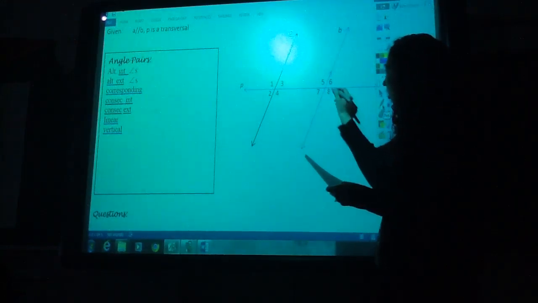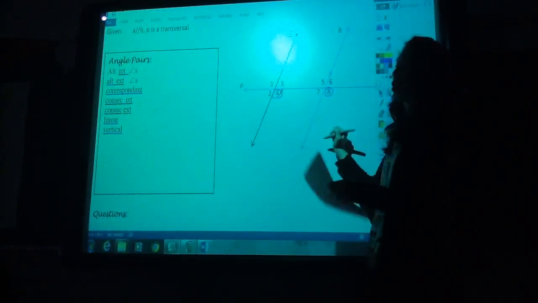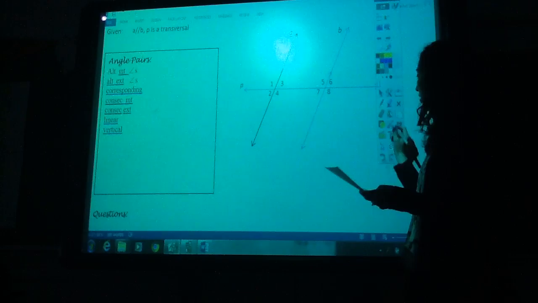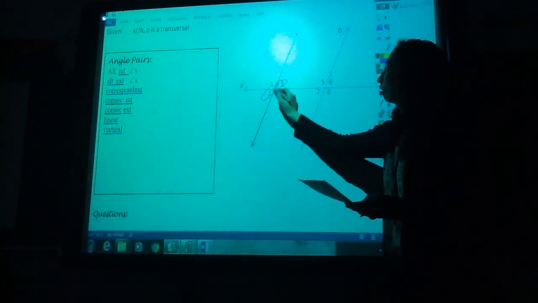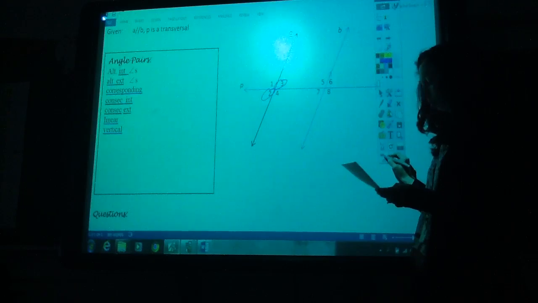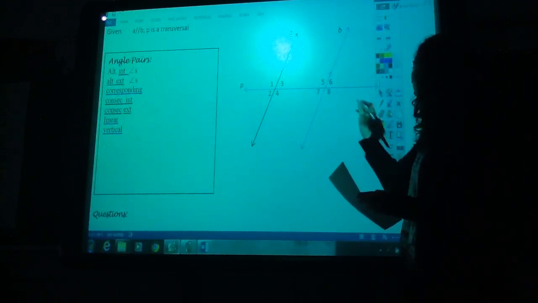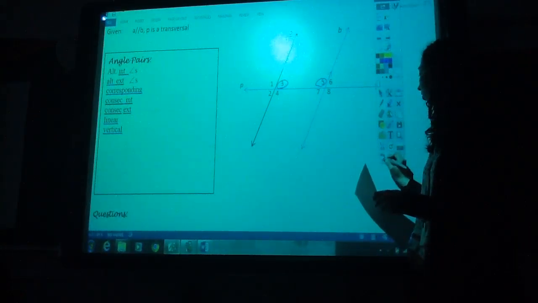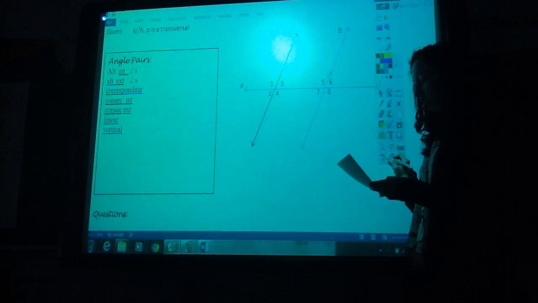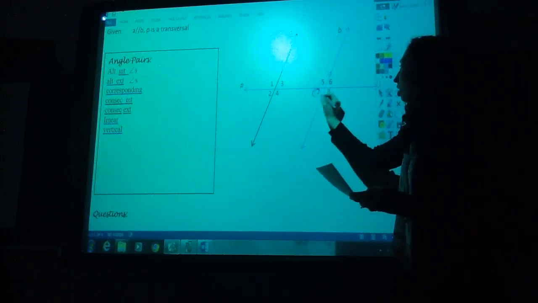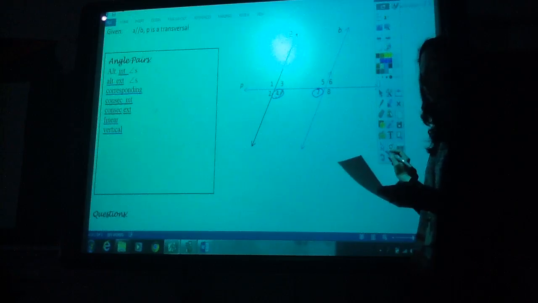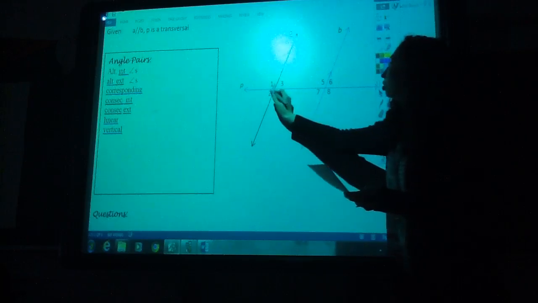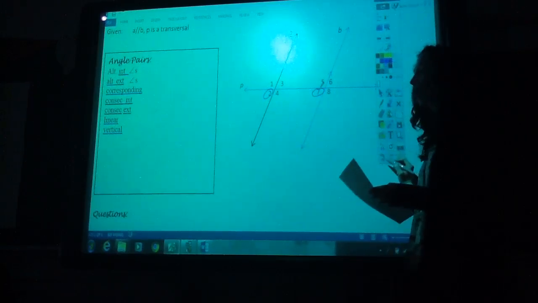Number 2, 8 and 4, they are corresponding. Number 3, 3 and 2, they are vertical. Number 4, 5 and 3, they are consecutive interior. Number 5, 7 and 4 are also consecutive interior. Number 6, 2 and 7 are corresponding.